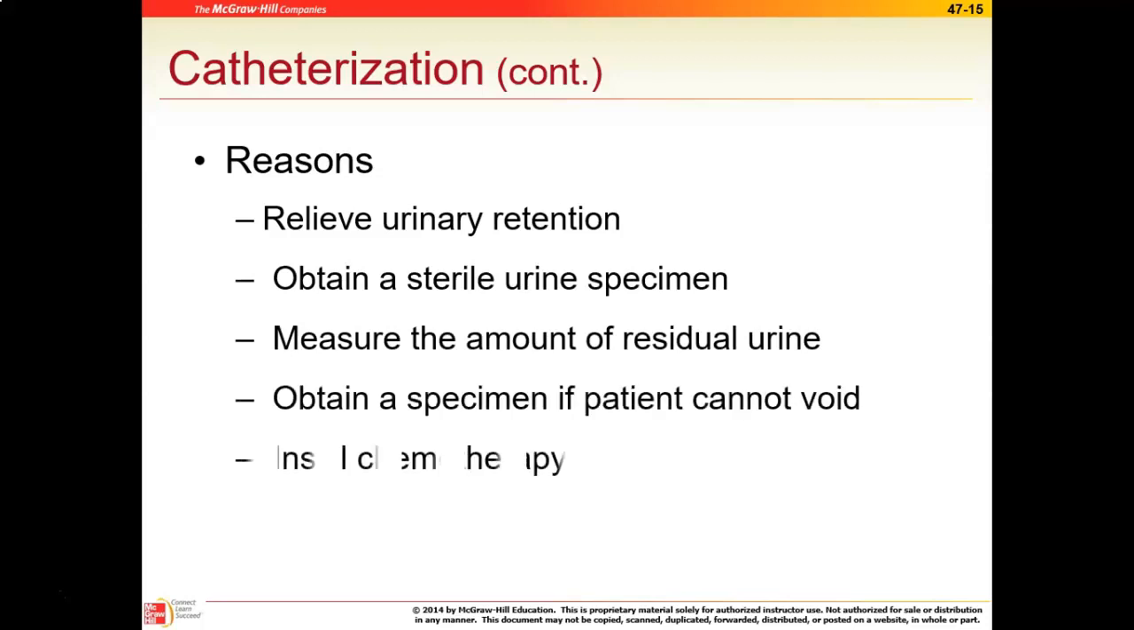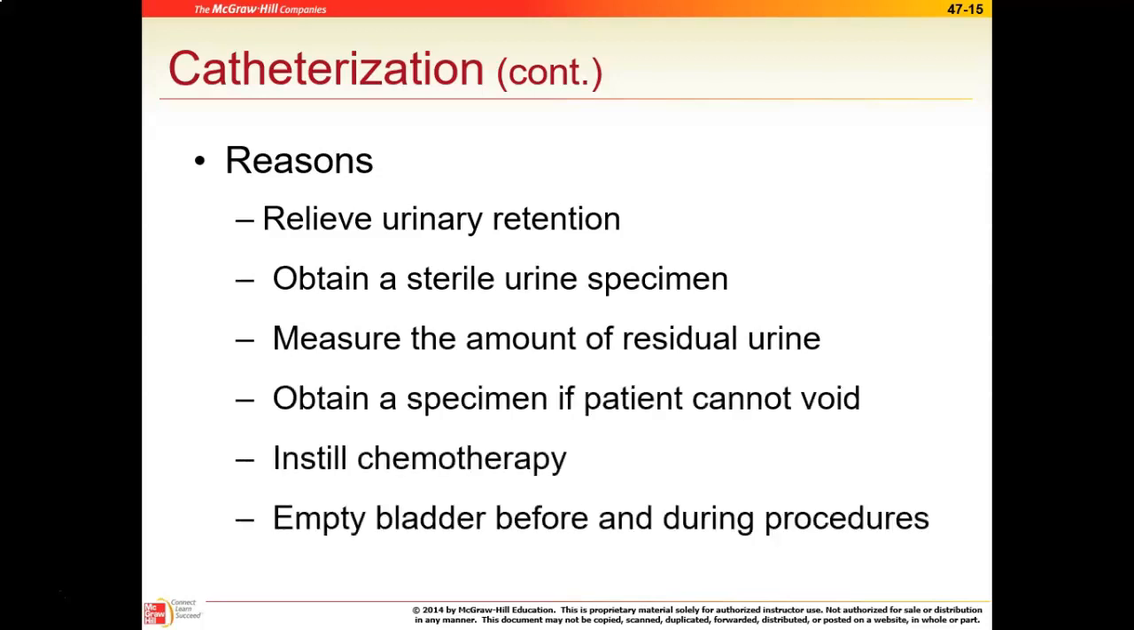And so some reasons where you might use a catheter would be to relieve urinary retention. There are some times in certain disease processes where people cannot completely empty the bladder, and so people struggle with that.